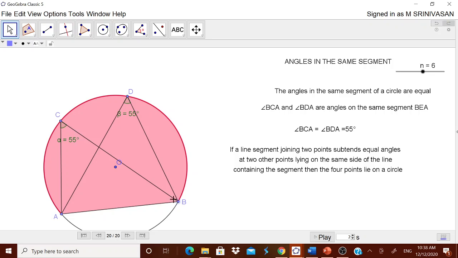Therefore with this particular worksheet, they are able to check whether the angles made in the same segment of a circle are equal, and they are able to understand what is the converse of this theorem also.